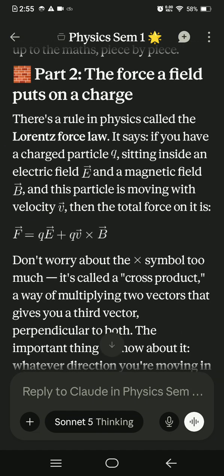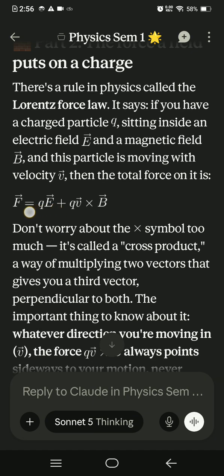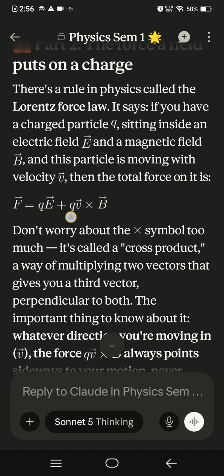Part 2, the force a field puts on a charge. There is a rule in physics called the Lorentz force law. It says if you have a charged particle Q sitting inside an electric field E and magnetic field B, and this particle is moving with velocity V, then the total force on it is QE plus QV cross B. So this is the electric force and the magnetic force.